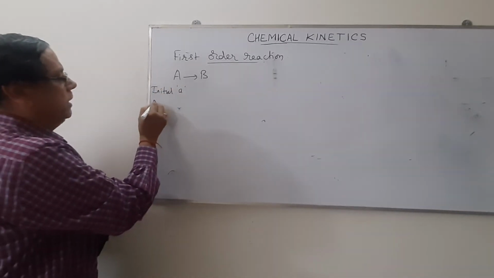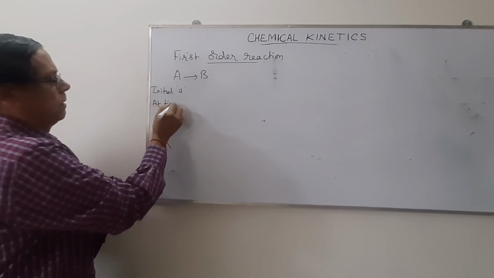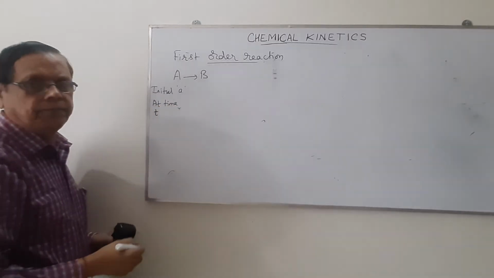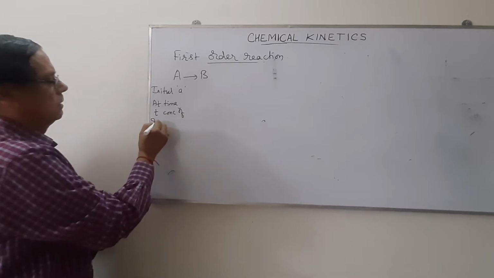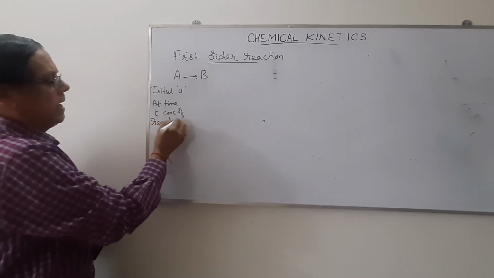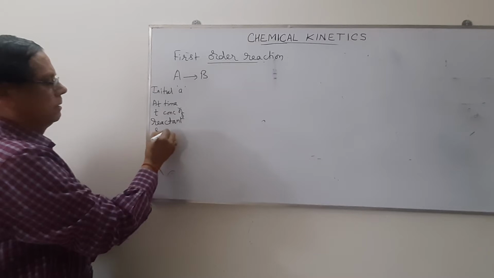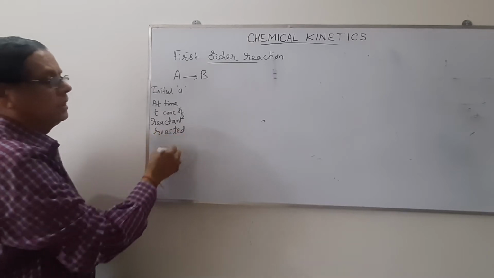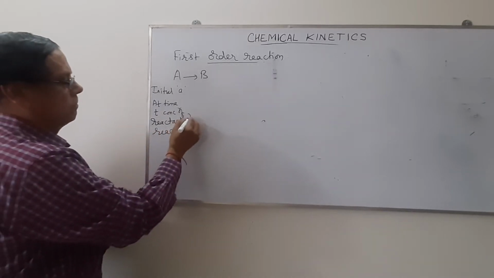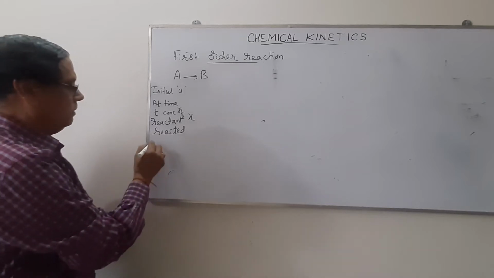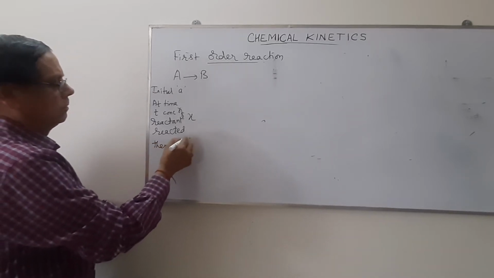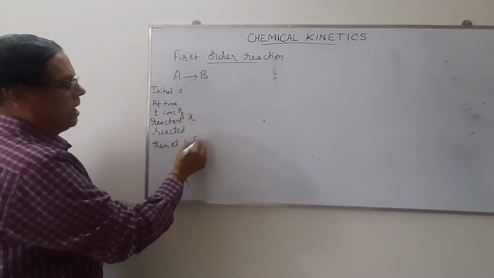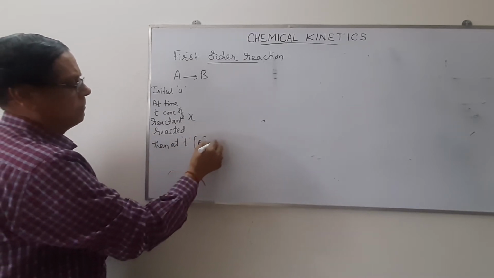At time t, the concentration of the reactant reacted is X. Then at time t, the concentration of A is equal to A minus X.